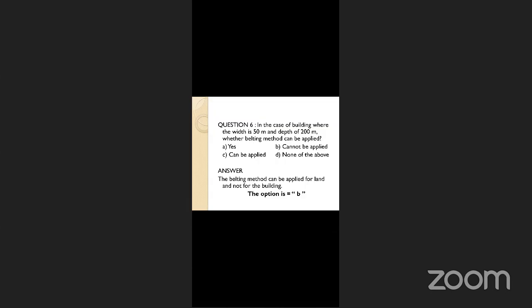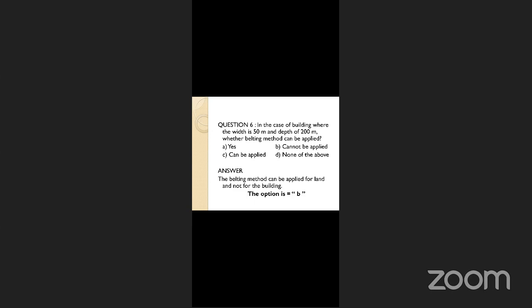Finished. Now, question number 6 of the same case study. In case of a building where the width is 50 meters and depth is 200 meters, whether belting method can be applied? See, in the case of a building, we never go for belting method. That is the first answer in my mind. Let us see the options. Yes, belting method can be applied. I say no, B, it cannot be applied. Yes, it can. Buildings never come under belting method. So can be applied, none of the above.